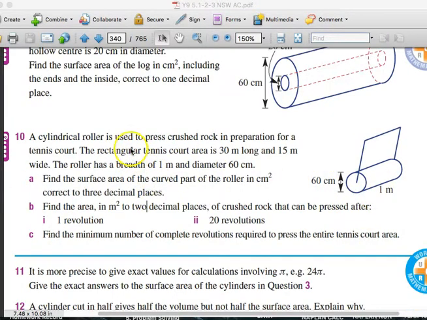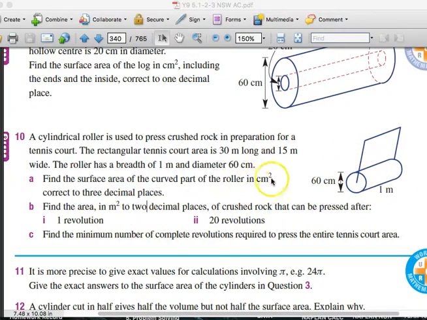Also try question 10 where you've got this roller. That's just a handle there. That's not a solid piece. So you've got your curved part and you've got your 2 ends, but they only want you to find the surface area of the curved part. And then remember the roller rolls over the ground, and they'll want you to work out the area of crushed rock. That can be pressed after 1 revolution, so 1 turn, and 20 revolutions.